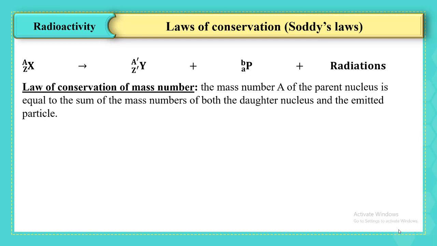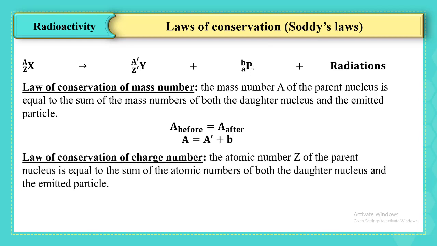So we can say that A before is equal to A after, then A is equal to A prime plus B. In the same way, the atomic number Z of the parent nucleus is equal to the sum of the atomic number of both the daughter nucleus and the emitted particle. So Z before is equal to Z after, then Z is equal to Z prime plus A.